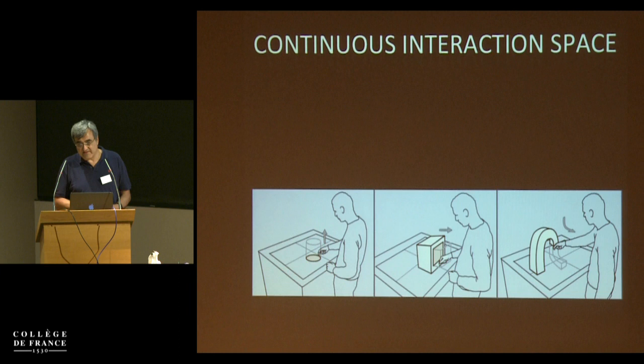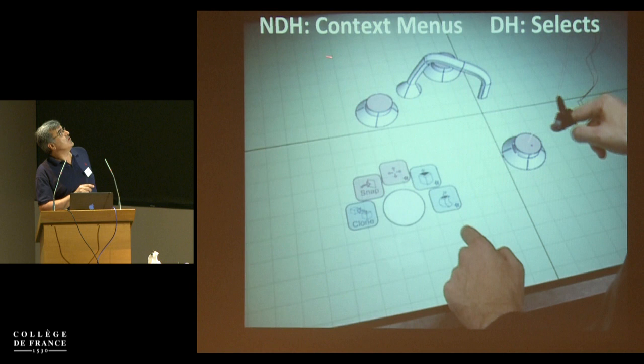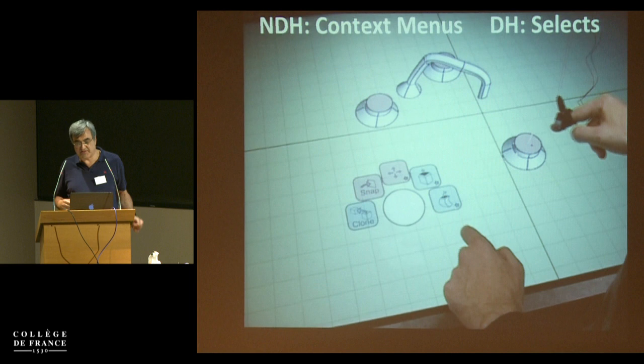And the other thing interesting here is that we know that when the non-dominant hand touches the table, you get context menus. And when it's the dominant hand touching the object on the table, it selects. You can select an object, and you can perform asymmetric things. So without further ado, here's a video.